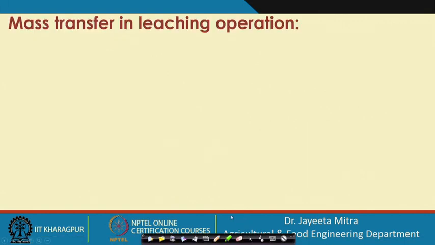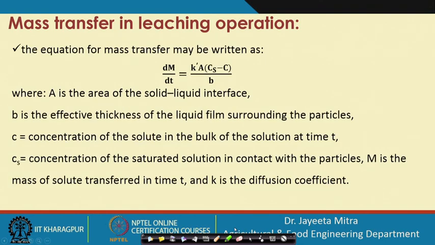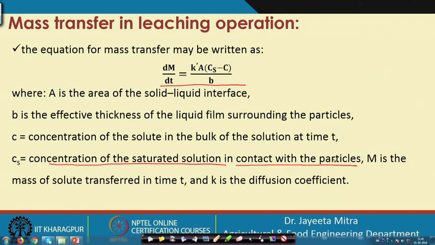Now, coming to the mass transfer in the leaching operation. We have mentioned that it is a molecular transfer process. So, the equation of mass transfer we can write in this way: dm by dt equals constant k dash into the interface area A through which the transfer of the molecule is taking place, into Cs minus C by B, where Cs is the concentration of the saturated solution in contact with the particles, and C is the concentration of the solute in the bulk of the solution at time t.